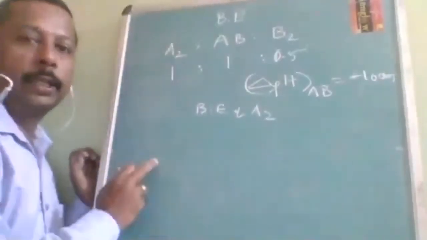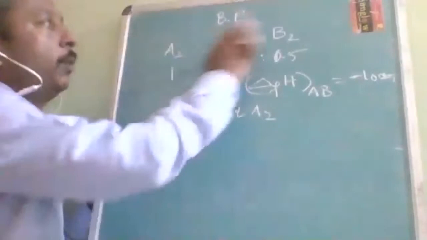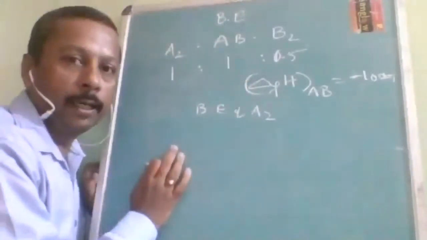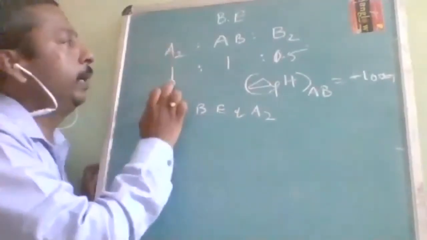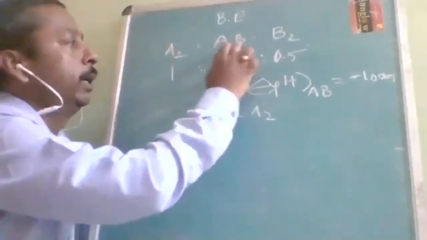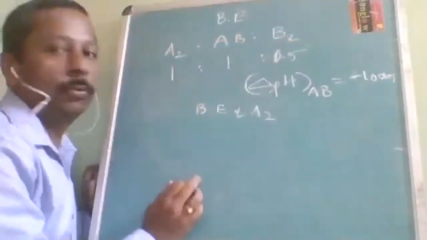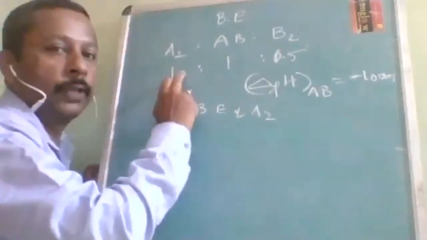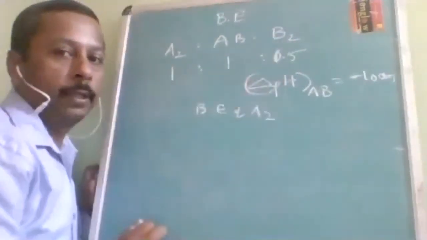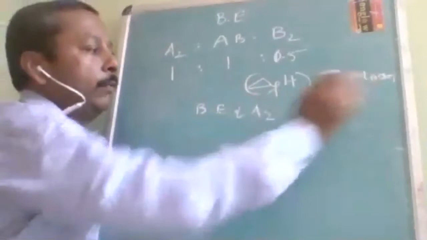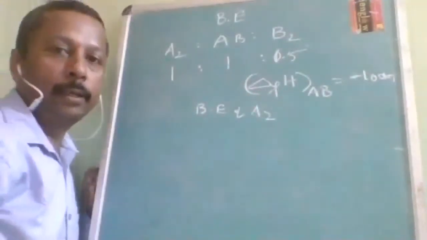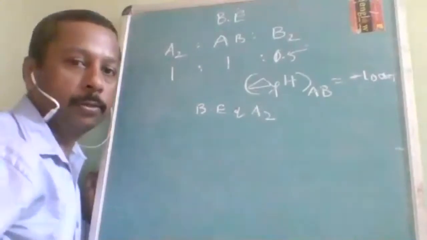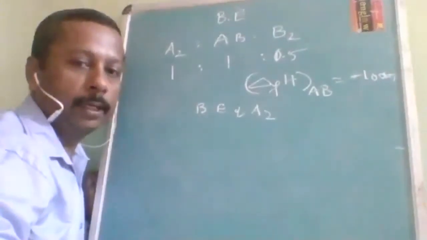Now this is another tricky question. Here bond energies are not given, the ratio of bond energies is given. The bond energy of A2, bond energy between A and B, and bond energy of B2 are in the ratio 1:1.5, and the enthalpy of formation of AB is given. We have to find the bond energy of A2. Is this question understood? Now try to solve and let me know the answer.